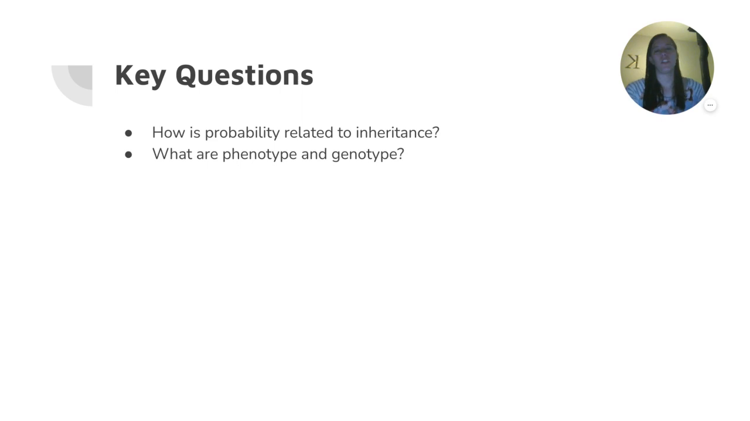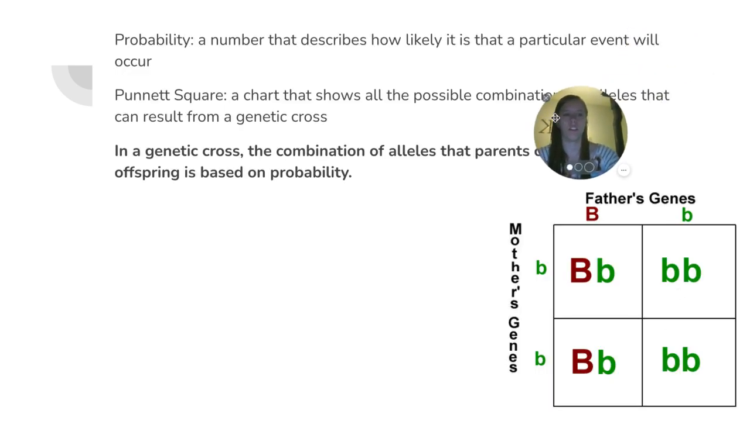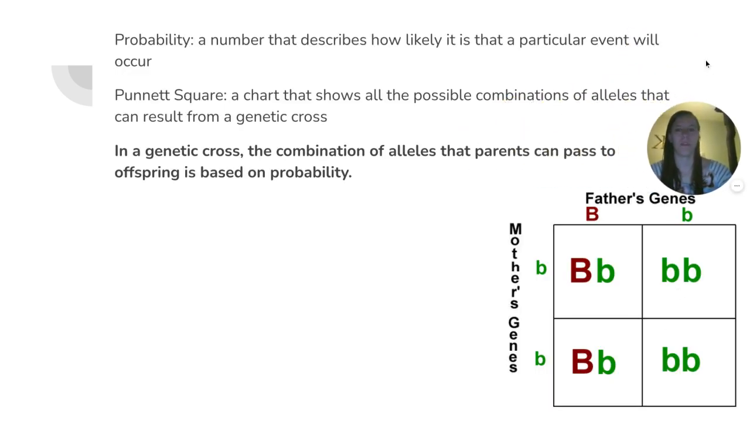So, 2 key questions. How is probability related to inheritance? And what are phenotype and genotype? We'll go right there. So, probability is a number that describes how likely it is that a particular event will occur. I hope that you've heard this in math. If not, that's okay. But it's quite often used in math, where you find out how likely an event is and determine that. But that's how genes go.